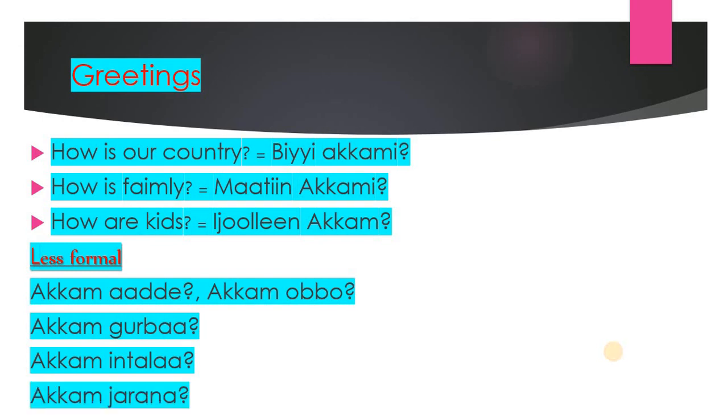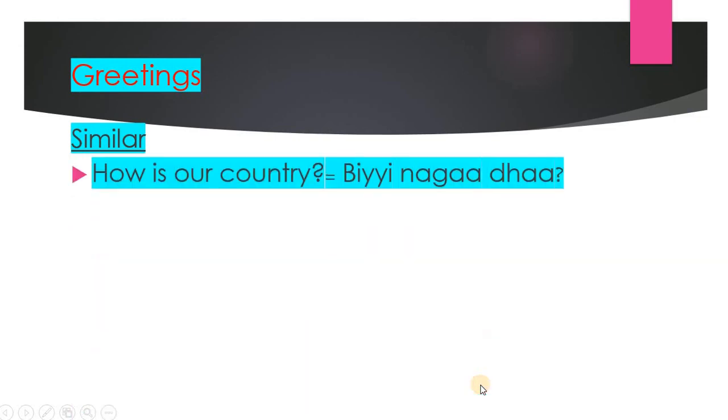Akkam jarana is also for plural, as I said earlier. When two friends stand together and another friend comes, akkam jarana, maal hojjettu jarana, maal jettu jarana. It's informal, and the less formal way of greeting can be used in a friend setting, among friends who are very close to each other. Okay, I think other similar ones I already said.